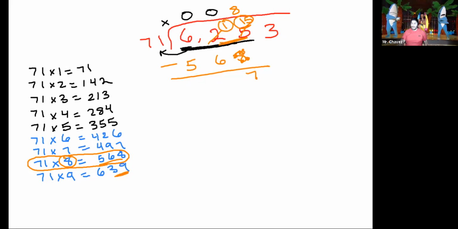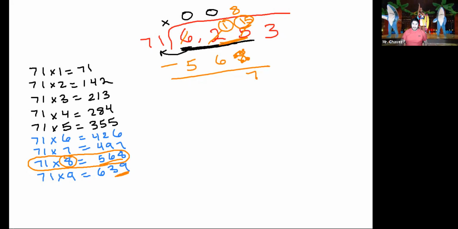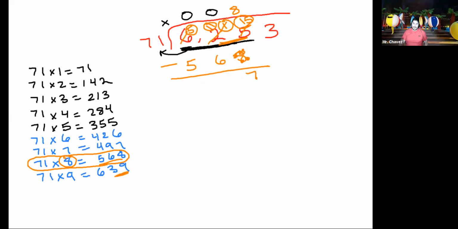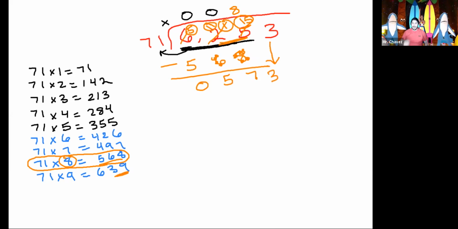1 minus 6, can't do it. So the 6 turns into a 5, and that 1 turns into an 11. 11 minus 6, 10, 9, 8, 7, 6, 5. And 5 minus 5 is 0. Let's go ahead and bring down the 3. There we go. Now we brought it down. So now here's the number we're looking at.